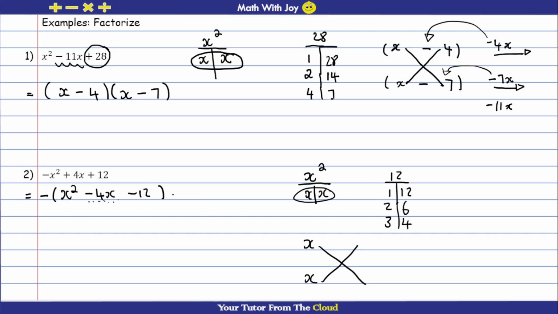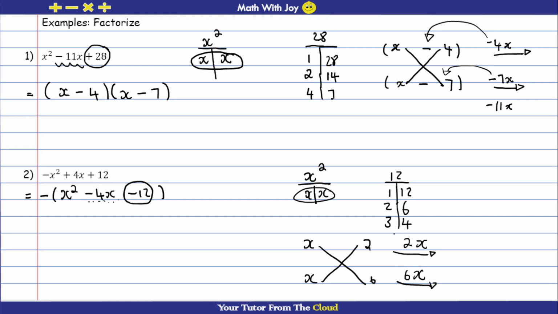So in this case, I know that my C value is negative, so my answers after cross multiplying will need to subtract to give you minus 4. A 1 and a 2 cannot subtract to give you minus 4. A 2 and a 6 can subtract to give you minus 4. So I put a 2 and a 6, then I cross multiply, I get 2x. Cross multiply, I get 6x.